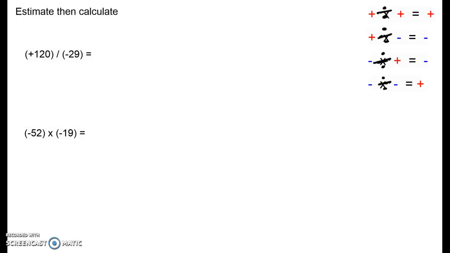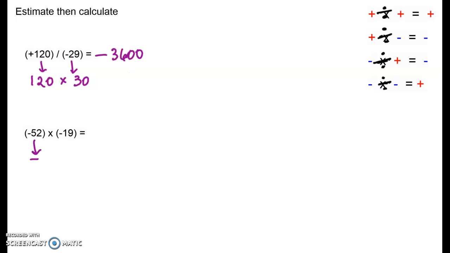Okay, 120 positive times a negative will be a negative answer. We know that much. And a good estimate? Well, let's say this is estimated to close to 120. This is estimated to close to 30. So 120 times 30. Well, I know that 12 times 3 is 36. So 120 times 30 will be about 3,600. Okay, let's look at the next one to estimate.